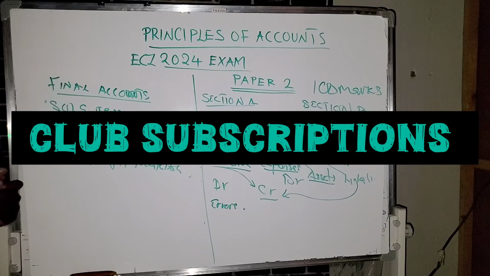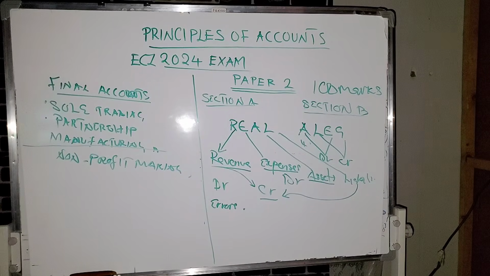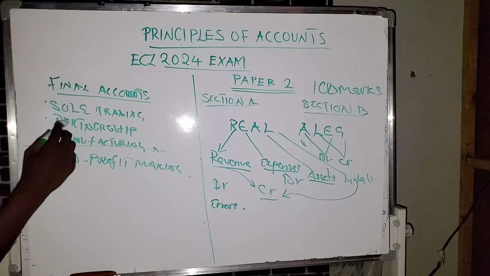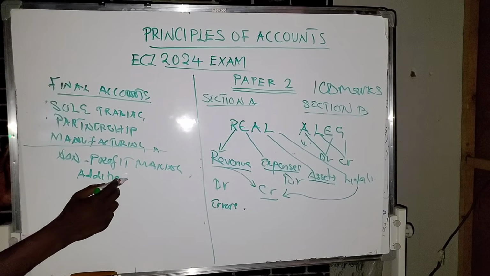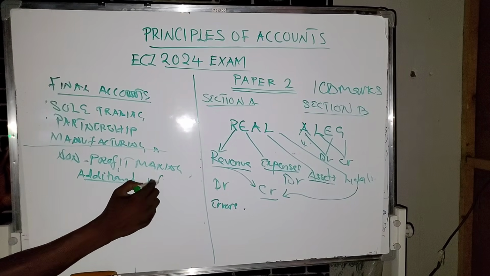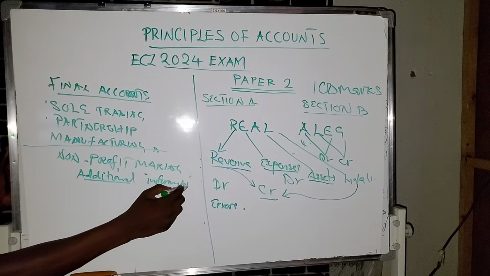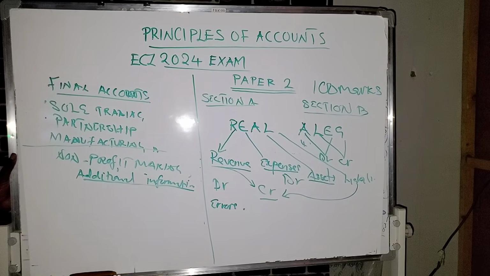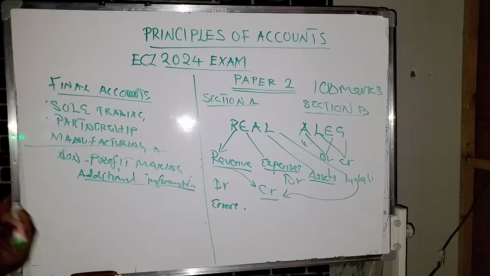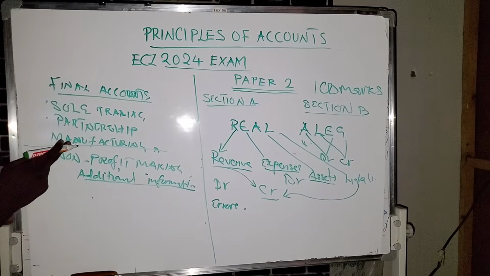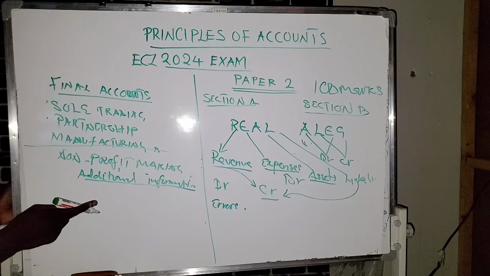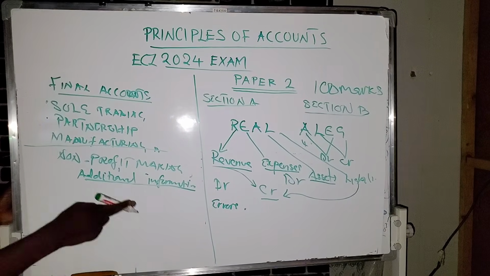But if you have a challenge with them, if it's a sole trader that is coming, this is very simple and straightforward. What is confusing when it comes to a sole trader is the additional information. Still on partnership, we may have additional information. Manufacturing account, additional information. Know this.